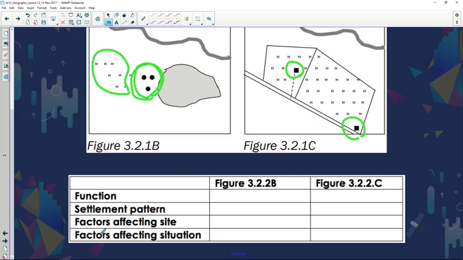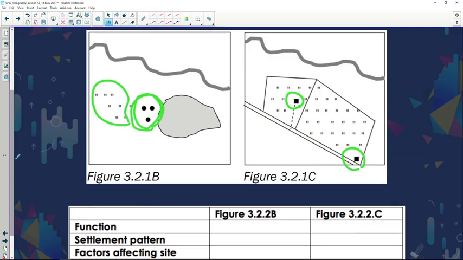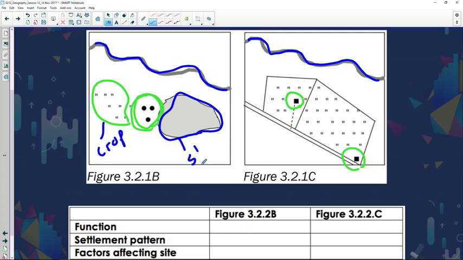Now, if you look at the factors affecting the site, why did they choose this location? As you can see, I assume over there is a river, so they are very close to a water resource to use for irrigation and drinking water, to provide the stock with water. I assume this is being used for stock farming, and this is grazing land. So if you look at this pattern over here, this nucleated settlement does crop farming and stock farming, whereas this farmer only concentrates on crop farming.